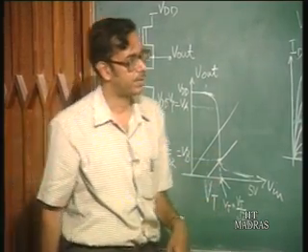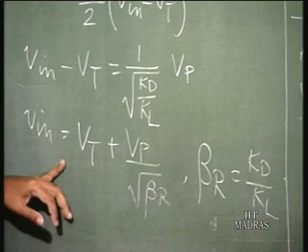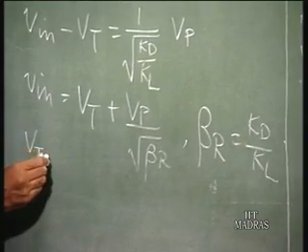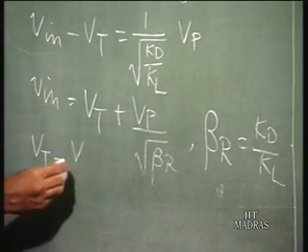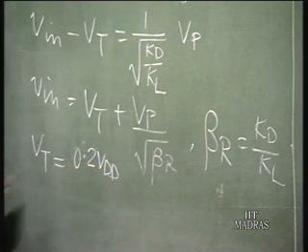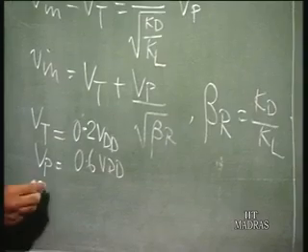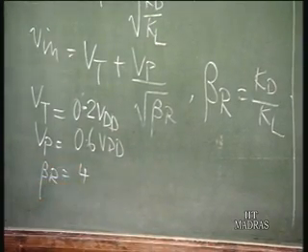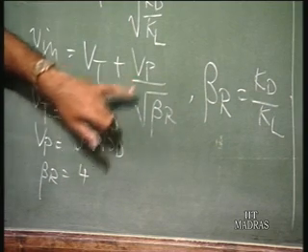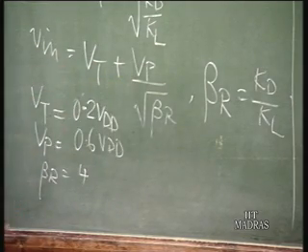So this value, V in equal to VT plus VP by root beta R, should be about VDD by 2. Usually what is done is VT is taken as 0.2 VDD, VP is taken as 0.6 VDD, and beta R, say, is taken as 4. Then you have 0.2 VDD plus 0.6 divided by root of 4, which is 2, so 0.3. So V in will be equal to VDD by 2.